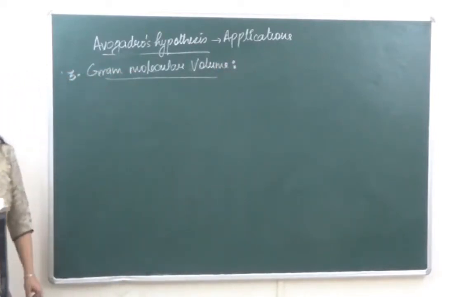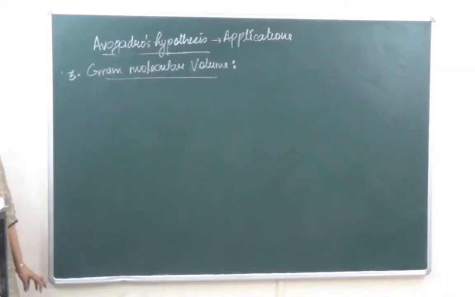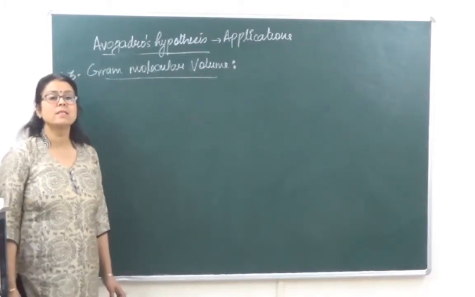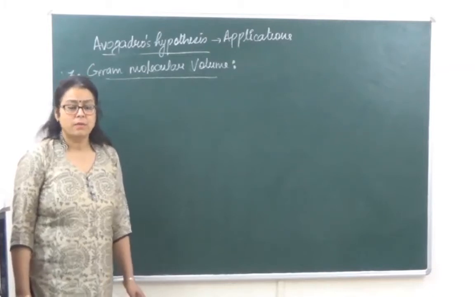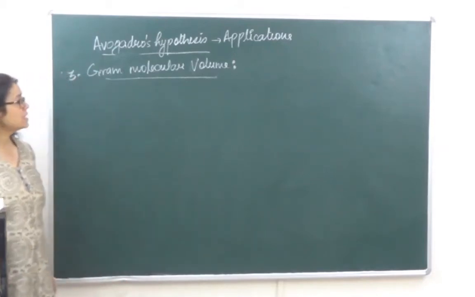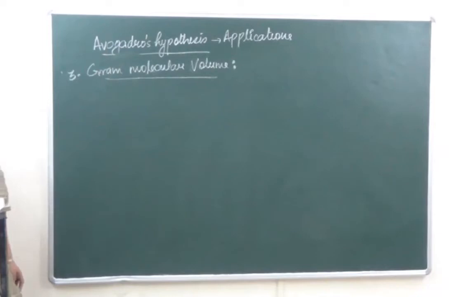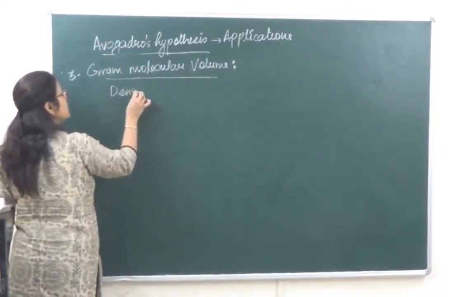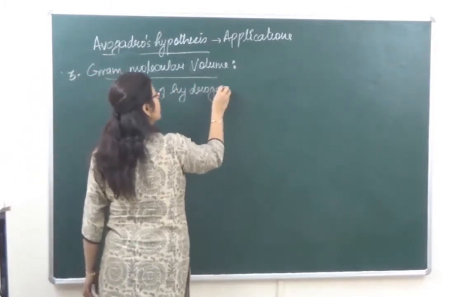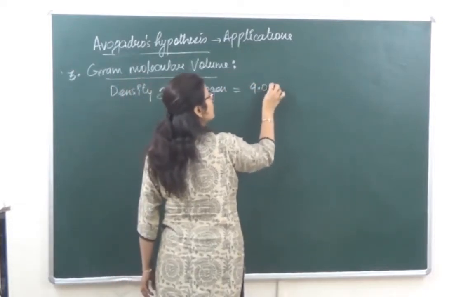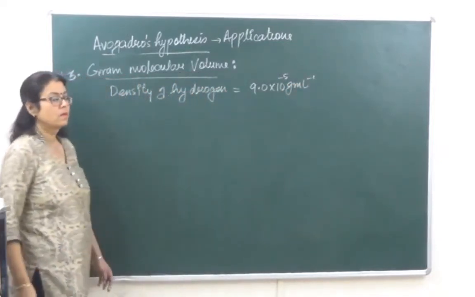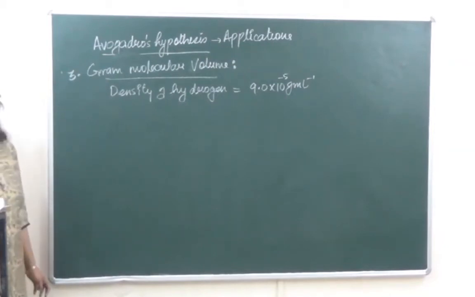ग्राम मोलिकुलर वॉल्यूम। अब ग्राम मोलिकुलर वॉल्यूम को हम लोग किस तरह से कैलकुलेट करेंगे? इसको हम कैलकुलेट करते हैं बाय टेकिंग द डेंसिटी ऑफ हाइड्रोजन और डेंसिटी ऑफ हाइड्रोजन दैट इज इक्वल टू 0.00009, राइट? और 9.0 into 10 raised to power minus 5 grams per ml. So उसी से हम लोग ग्राम मोलिकुलर वॉल्यूम को कैलकुलेट करते हैं। Let's say density of hydrogen that is equal to 9.0 into 10 raised to power minus 5 grams per ml.